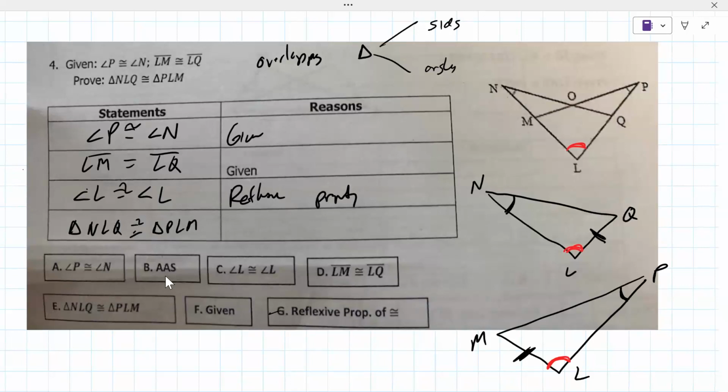What is the reason for that? I would assume ASS. You're just making sure there's no ASS theorem, but it is also very... Right, AAS.